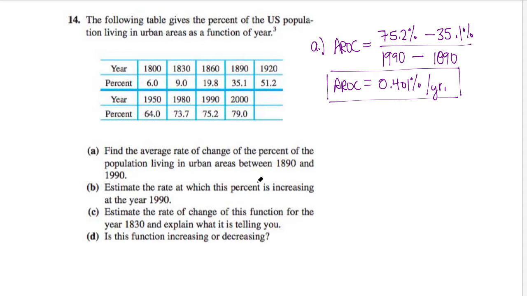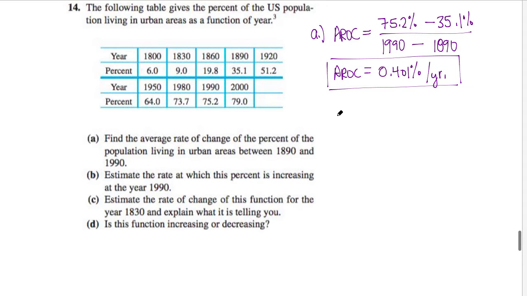Now question B says, estimate the rate at which this percent is increasing at the year in 1990. To do that, I'm going to find the average rate of change before and after the year 1990. So what we have here are two different average rates of change. I have an average rate of change before, or going up to 1990. So that will be 75.2 minus 73.7 over 1990 minus 1980, or 10 years.